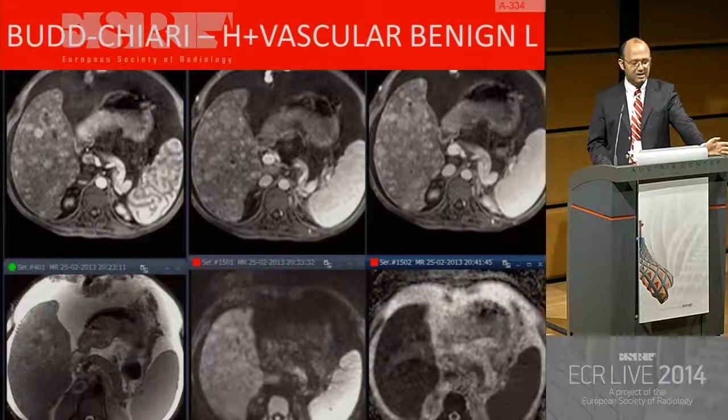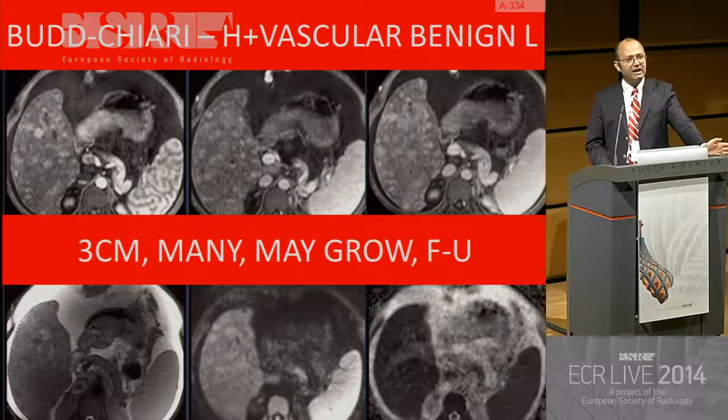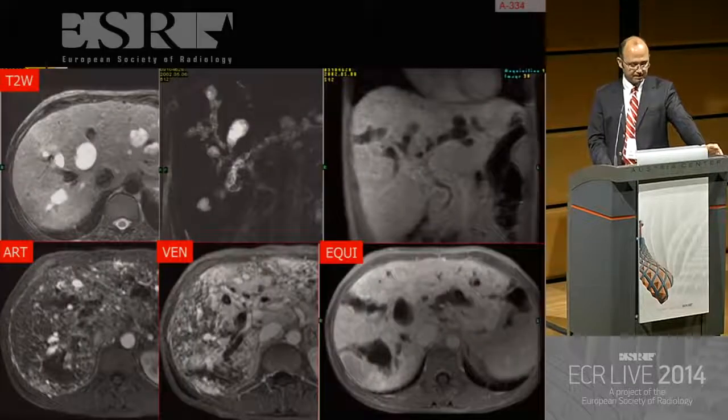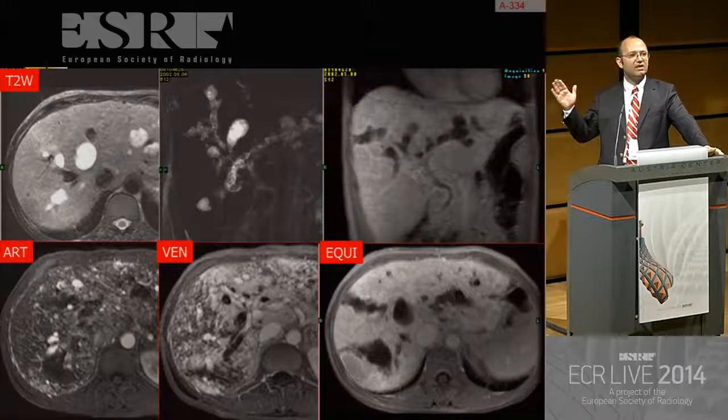You can have many hypervascular benign lesions, and they're mostly less than 3 centimeters, and they may grow, and you need to follow up these lesions. Okay, this is a very interesting patient. Does anyone have a diagnosis in this patient? Because this is another typical finding. If you know it, you can diagnose.